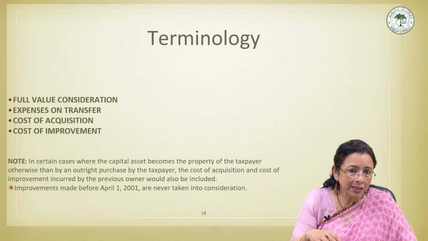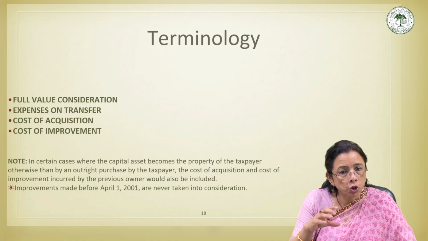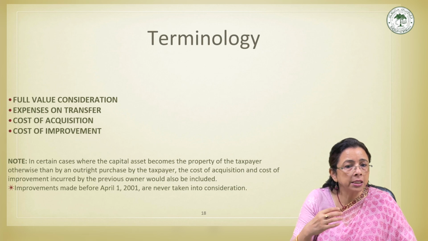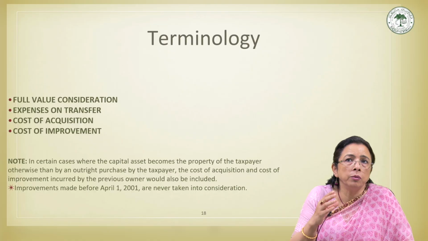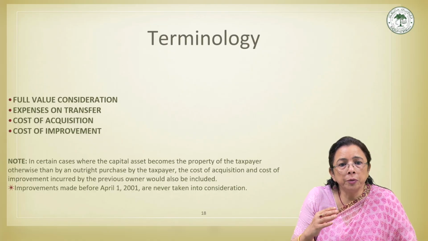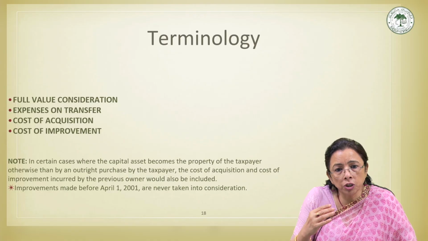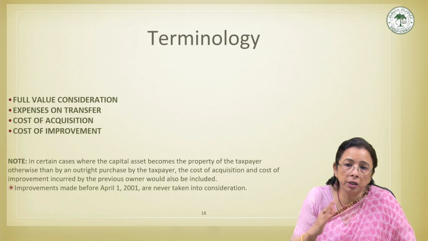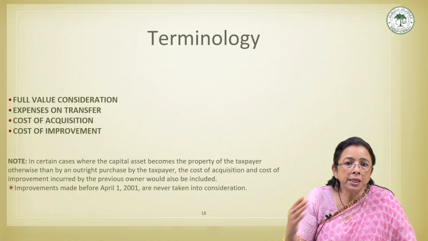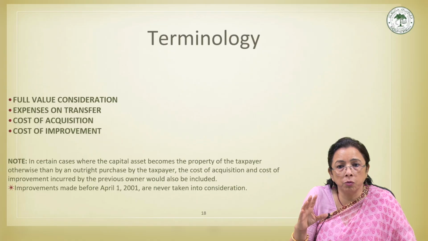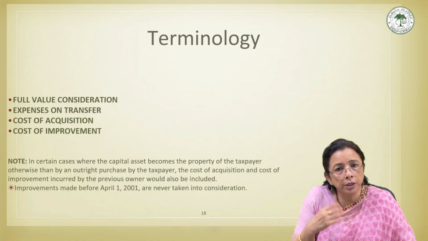However, in certain situations the asset is not acquired by purchase, for example inheritance, gift, succession, etc. In such cases, the law provides that the cost of acquisition of the previous owner shall be deemed to be the cost of acquisition of the taxpayer. So this ensures the continuity and it prevents the avoidance of capital gain tax. So we consider it this way.